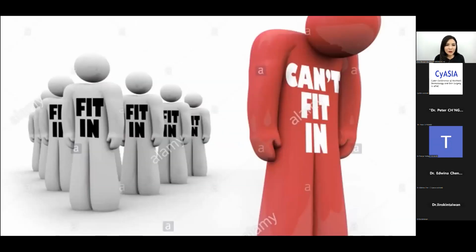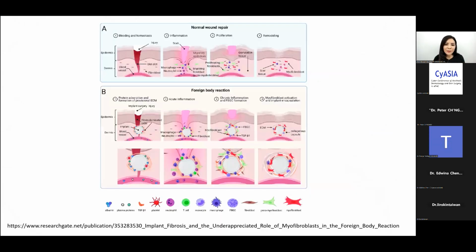Biostimulator or fillers, non-HA fillers, and biostimulator can act as a foreign body. It won't fit into any of the categories in our body. So that is why our body is trying to get rid of it. So let's learn about the foreign body reaction. Look at the normal wound repair. You get, again, bleeding, inflammation, proliferation, and remodeling.